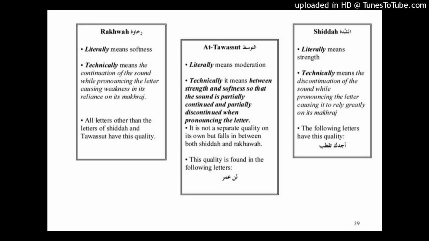We mentioned last time the first two opposite qualities, which were al-hams and al-jahr. Al-hams, the whispering, means to produce air with the letter, and al-jahr is to make the letter apparent and rely on the makhraj of the letter without producing air. So those were the first two opposite qualities we took last time. Inshallah, today we're taking the other two, but this time there will be three, two opposite and one in the middle.